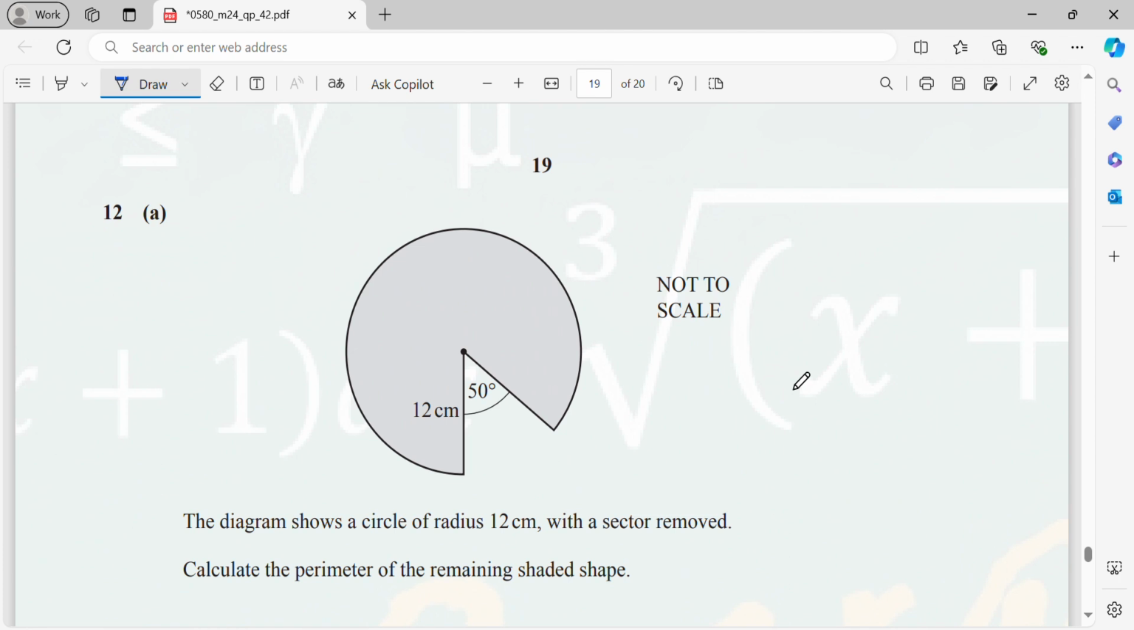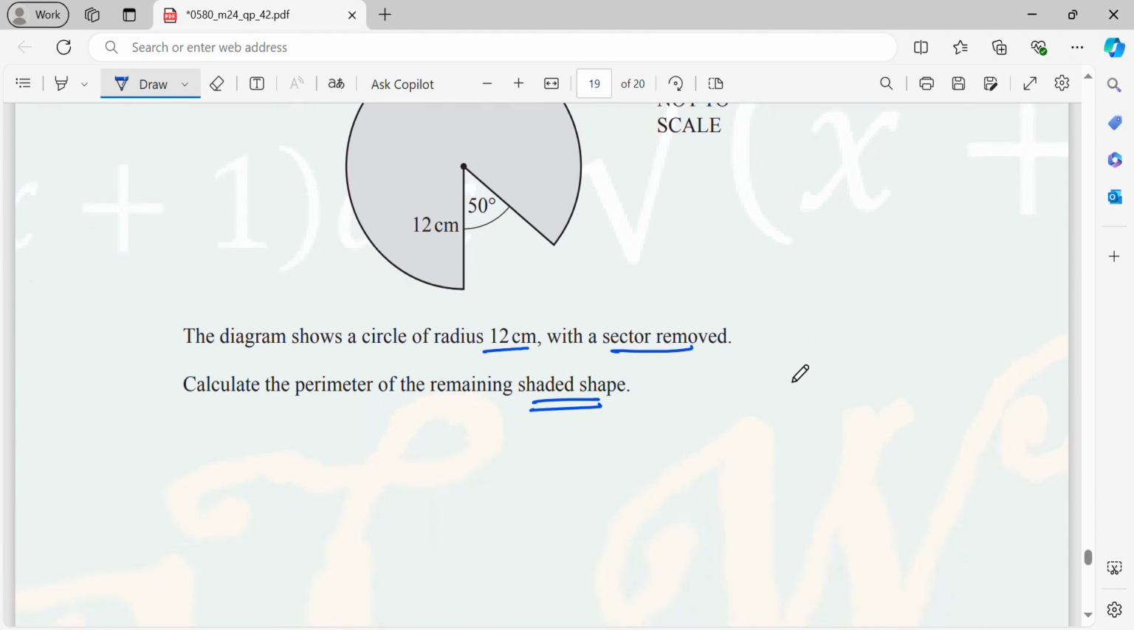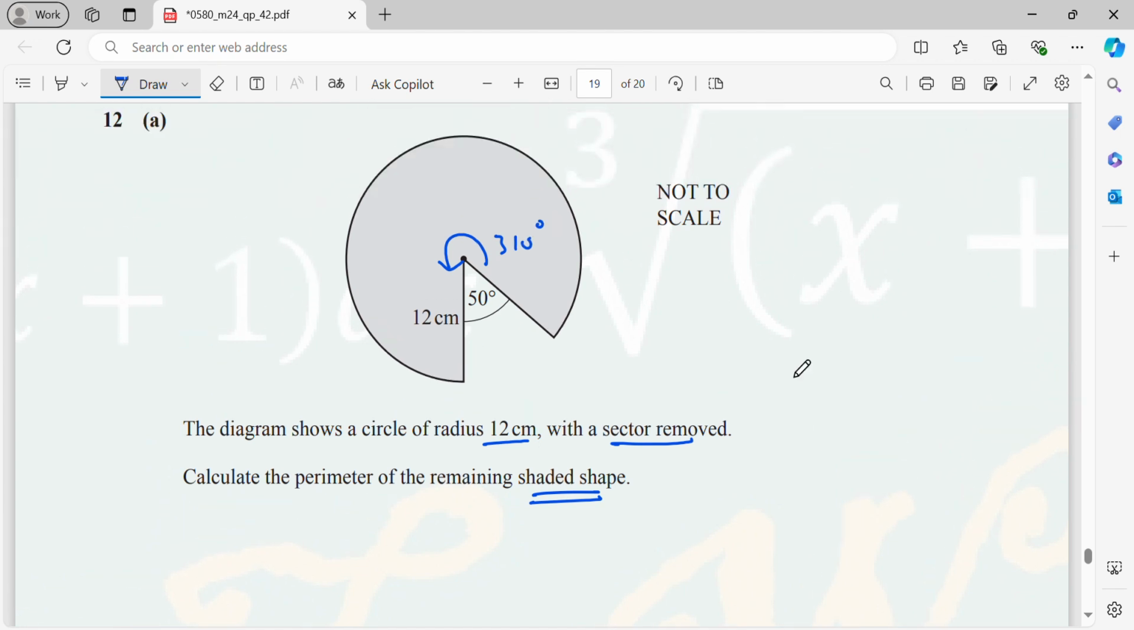Okay, question 12a. The diagram shows a circle with radius 12 cm with a sector removed. Calculate the perimeter of the remaining shaded shape. Okay, so now I know that this angle is 310, right? Because one circle is 360 degrees. So now perimeter, it will be, this is radius 12, here is also radius 12, and together with the arc length of the sector here, right?